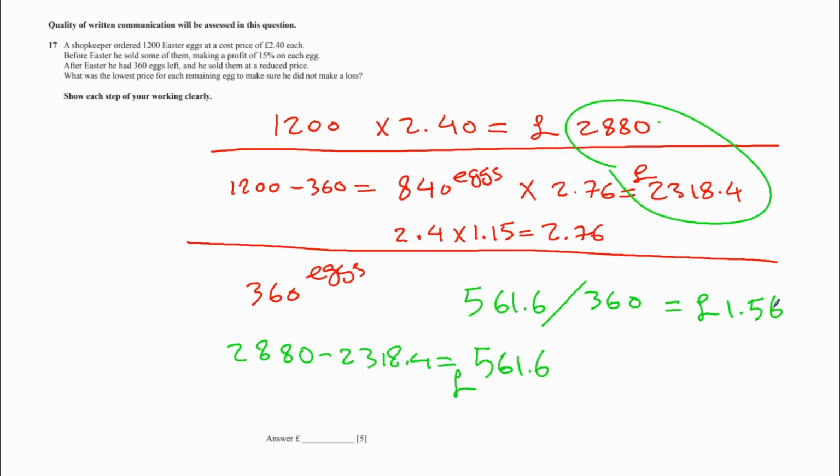So if we recap this question, we had 1,200 eggs bought at £2.40 each. We sold 840 of them at £2.76. The 360 remaining, because it was after Easter, we sold at 1.56. We should sell them at 1.56 to basically make no loss. So the answer in here is 1.56.